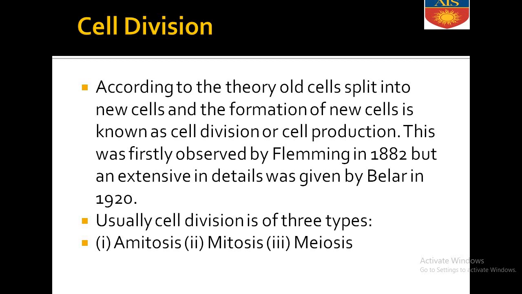What is cell division? When a cell gives rise to a new cell, that is cell division. We have read in the cell theory that all cells arise from pre-existing cells, right? That means any cell which gives rise to a new cell, that is called cell division. So usually cell division is of three types: amitosis, mitosis, and meiosis.